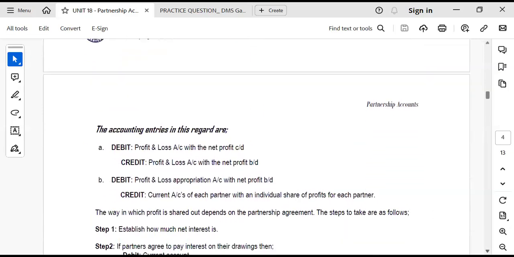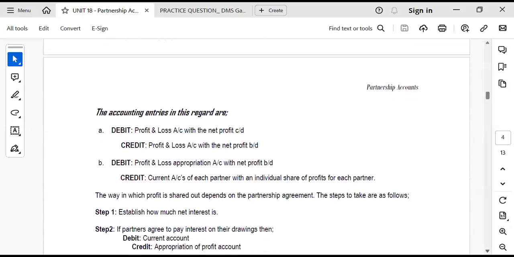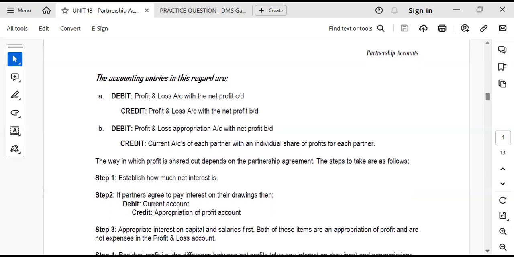So the accounting entries in this regard, whenever we're appropriating, remember we appropriate after getting a net profit. We shall debit the profit or loss with the net profit carried down, and we shall credit the profit or loss with the net profit brought down. Then after that, we shall debit our profit and loss appropriation account with the net profit brought down, and we shall credit our current account of each partner with an individual share of profits for each partner. We shall be looking at this in just a short while.